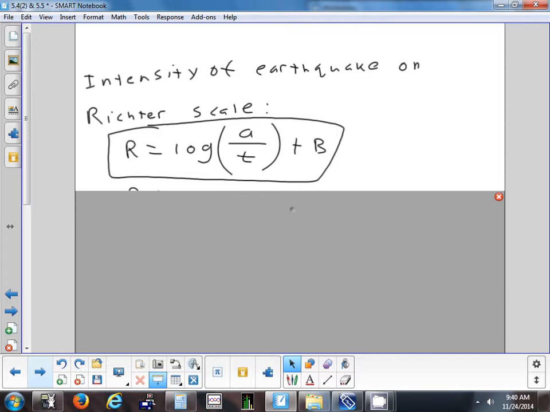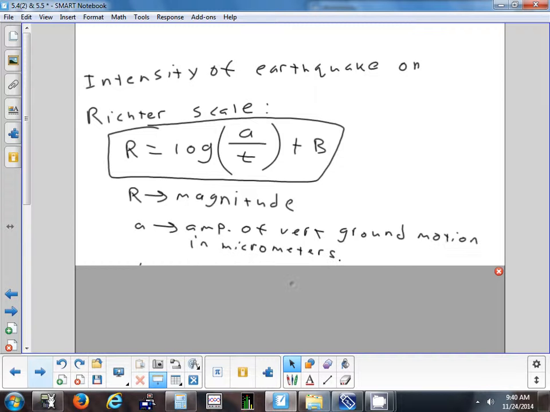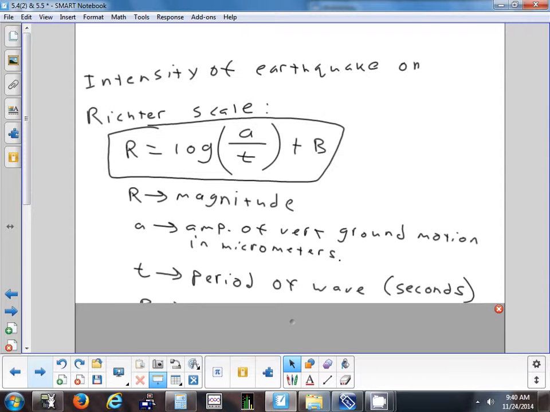It's got 4 variables in it. Okay, R stands for the magnitude of the earthquake. So when you hear on the news like a magnitude 5.2, that's the R value on the Richter scale. Okay, A is the amplitude of the vertical ground motion in micrometers. Okay, T is the period of the wave in seconds.